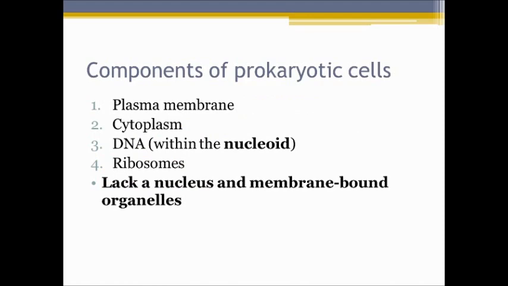The components of the prokaryotic cell include the plasma membrane, a cytoplasm, DNA, which is found within a nucleoid, which is similar to a nucleus, but it's not membrane-bound, and ribosomes. So they lack a nucleus and membrane-bound organelles. And what's important about membrane-bound organelles is that they have a distinction between themselves and the cytosol. So whatever within the cytosol or the cytoplasm is free-floating around, it can come in contact with any of the organelles and disrupt their processes.